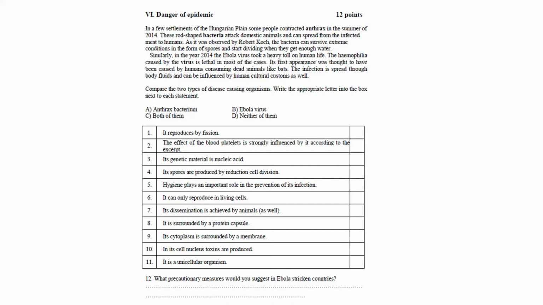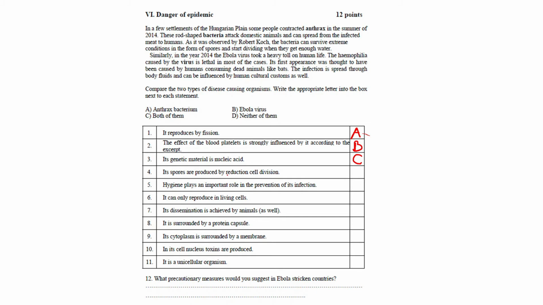Write the appropriate letter into the box next to each statement. It reproduces by fission. We know that bacterial cells can reproduce by binary fission, asexually, so that's going to be true for the anthrax bacterium. The effect of the blood platelets is strongly influenced by it according to the excerpt. It is written down, hemophilia caused by the virus, so that's going to be true for the Ebola. Its genetic material is nucleic acid. That's true for both, so C.